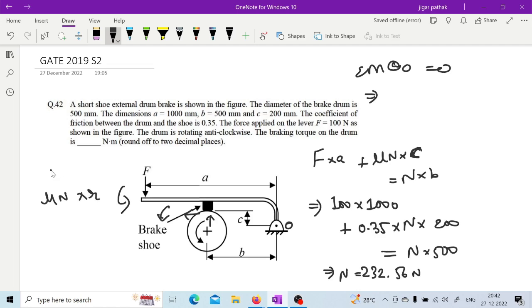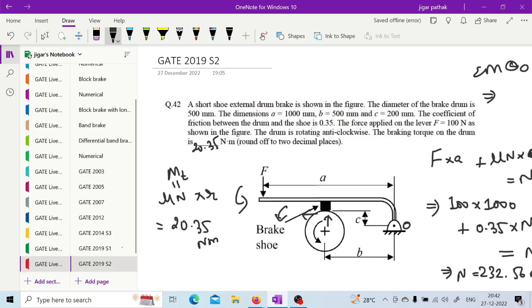Once you have N, you can calculate the braking torque as mu N into the radius of the drum. You have mu 0.35, N you have calculated, and R is 250 mm because the diameter is 500. So the braking torque is 20.3392, almost 20.35 Newton meter. So all of you are getting this?